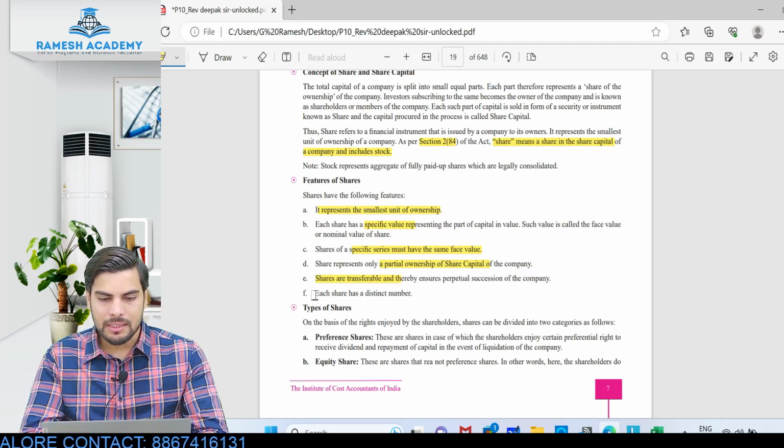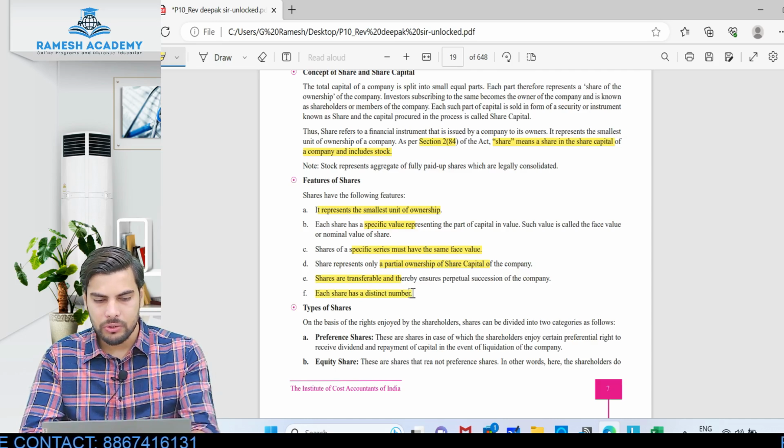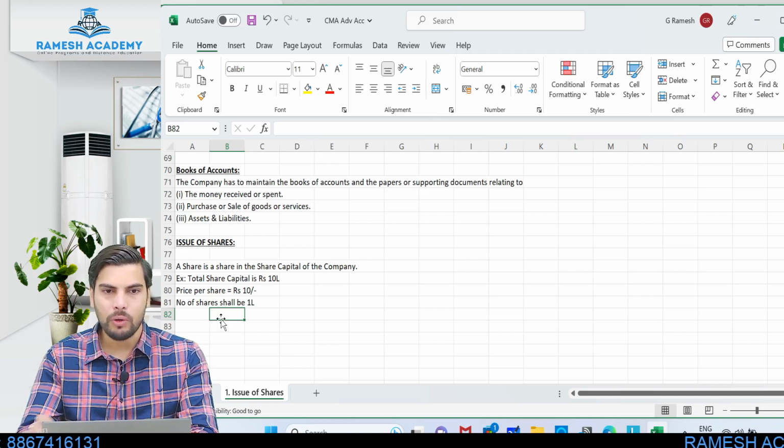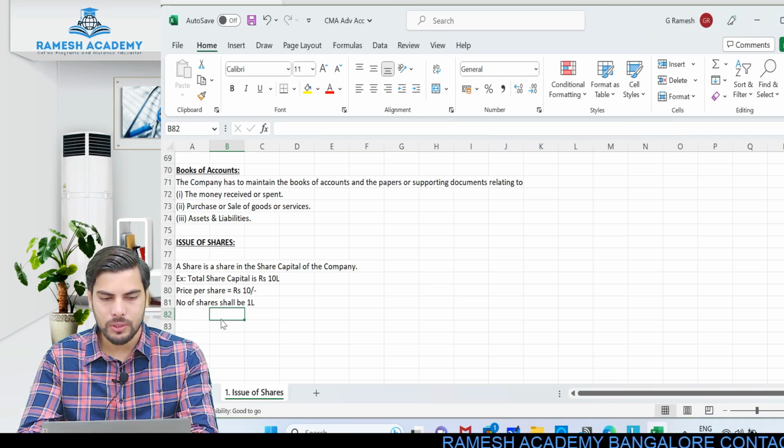So each share has a distinct number. If you see, totally the company would have issued 1 lakh shares. Now these entire 1 lakh shares will have their own serial numbers. It's not that all the shares will have the same serial number. Each will have its own distinct number. Hope you guys understood this.